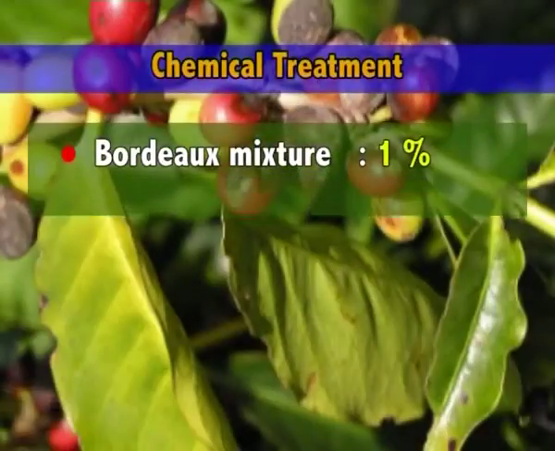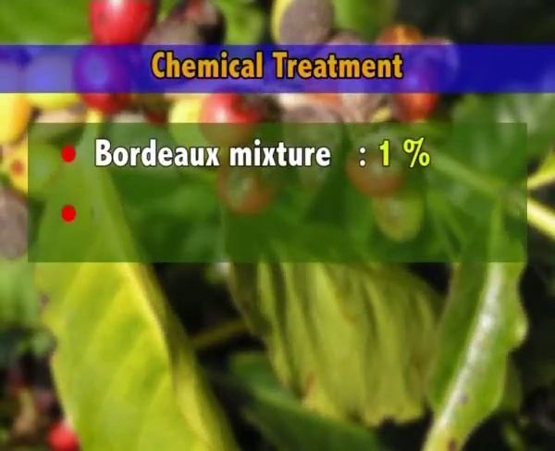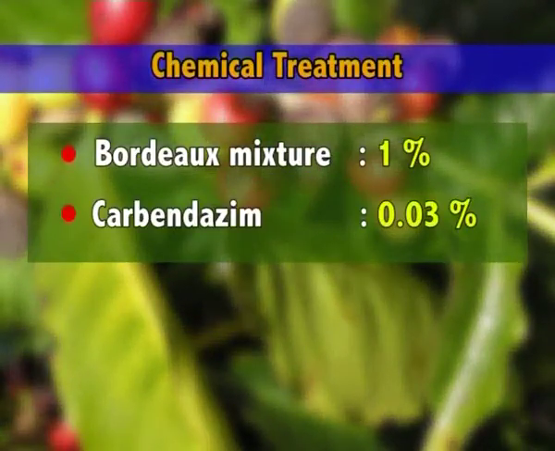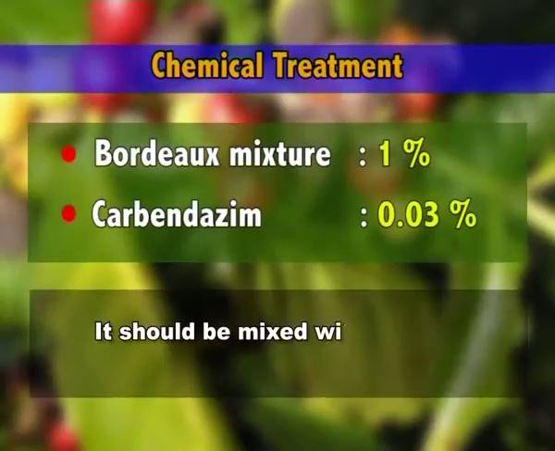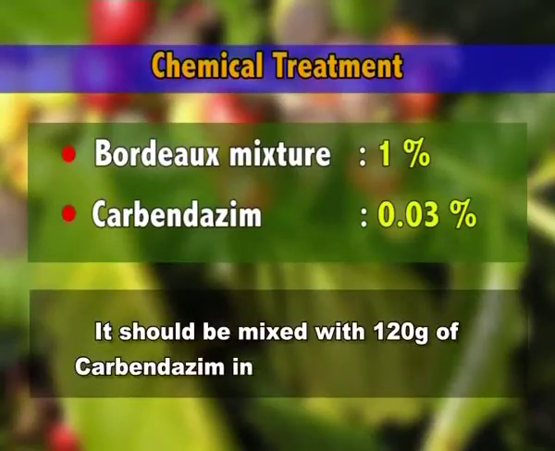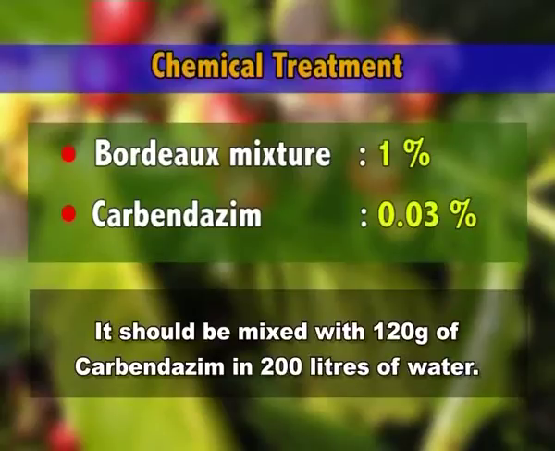Chemicals like Bordeaux mixture 1% or carbendazim at the rate of 0.03% can be used with adequate coverage. It should be mixed with 120 gram of carbendazim in 200 liters of water, and spraying is to be done just before the onset of monsoon and also during breaks in monsoon, especially in the month of August.